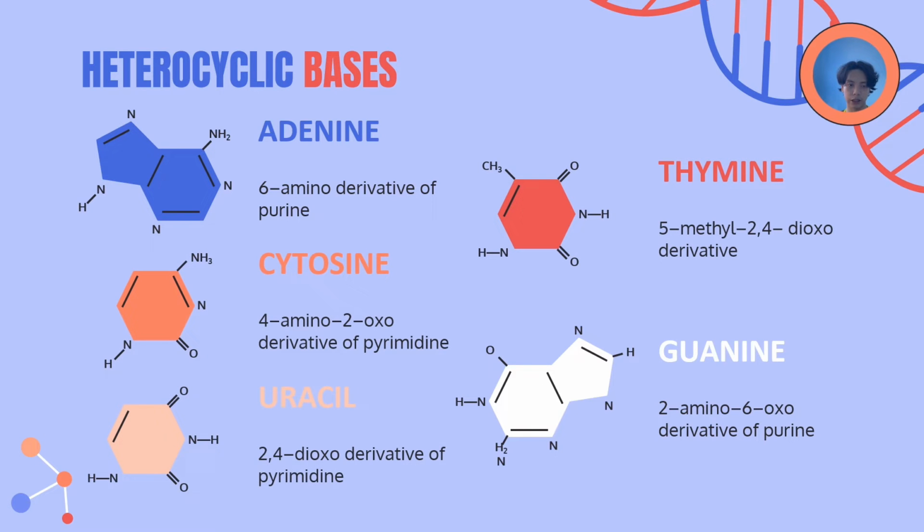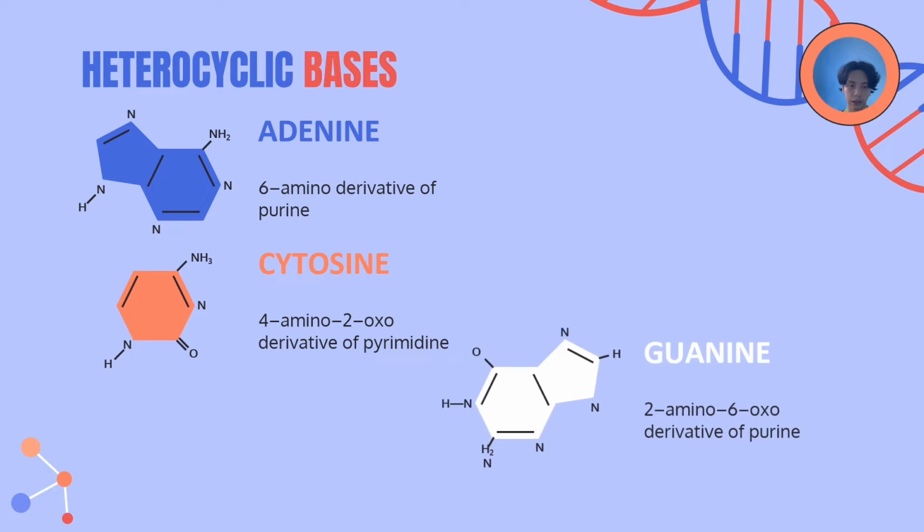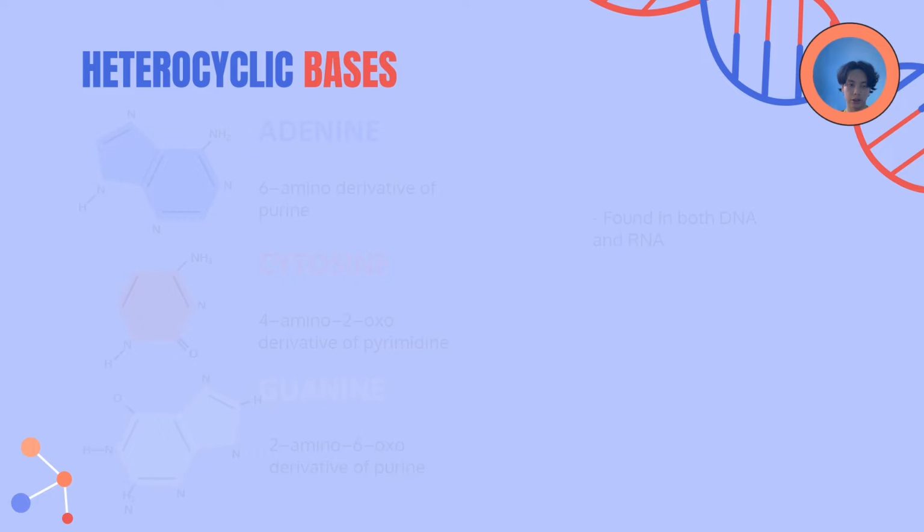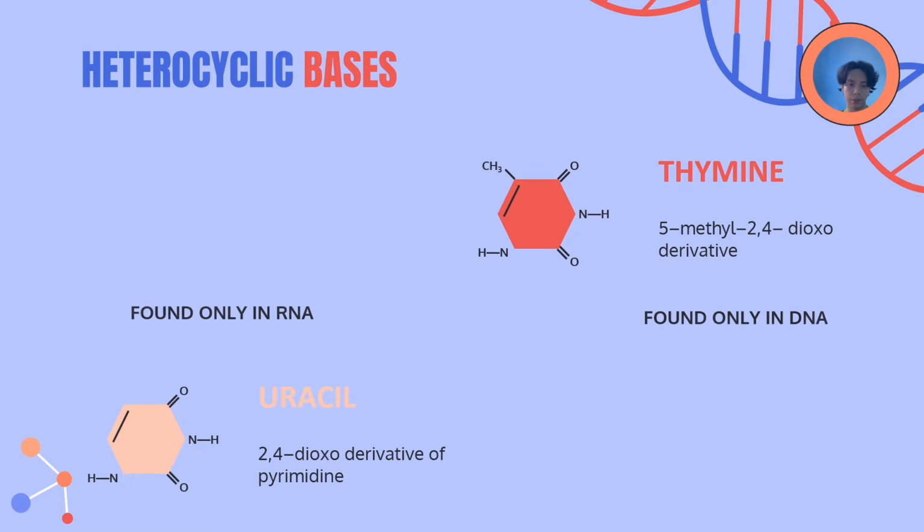These bases contain amine functional groups, secondary or tertiary, which give them basic characteristics. In terms of nucleic acid differences, adenine, guanine, and cytosine are found in both DNA and RNA, while uracil is found only in RNA and thymine usually occurs only in DNA.